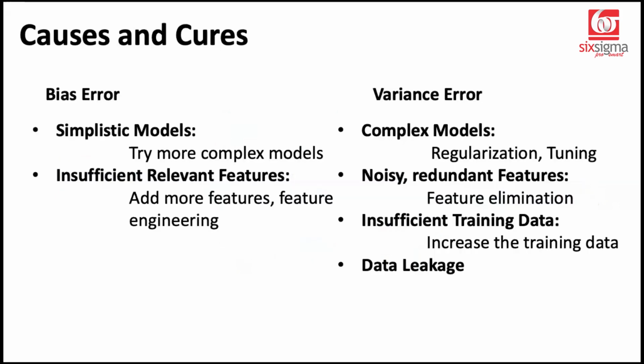Coming back to the cures. So if we are using too simplistic models in case of bias error, we can try more complex models. We can try different models. If we have insufficient relevant features, we can add more features, asking the subject matter experts, or doing something known as feature engineering. Likewise, for complex models, we can try regularization or hyperparameter tuning. For noisy and redundant features, we can perform feature elimination. For insufficient training data, it's obvious we can try to increase the training data. All right, so this kind of sums up everything that we wanted to discuss about the bias and variance error.